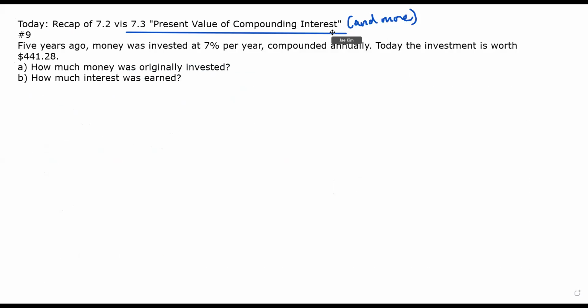5 years ago, money was invested at 7% per year, compounded annually. Today, the investment is worth $441.28. How much money was originally invested? How much interest was earned? I'm going to give you a minute just to try to pull out what number represents one letter. And once you can do that, the rest is just plugging into a formula. So see if you can do that for me.